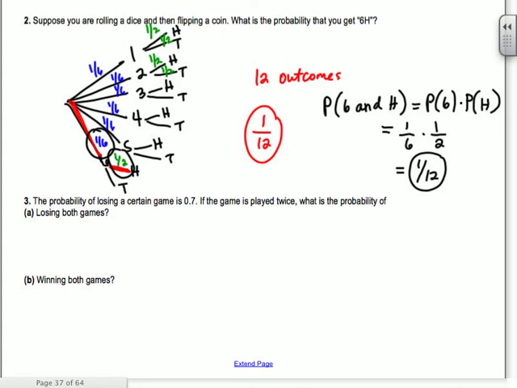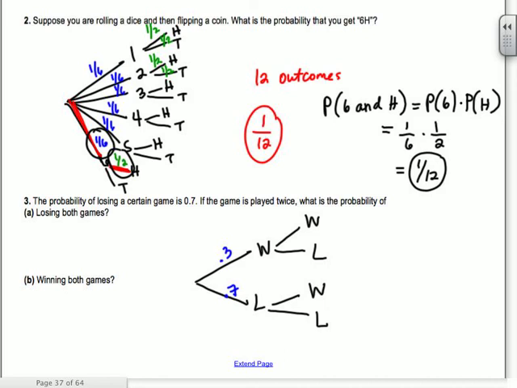Okay, the probability of losing a certain game is 0.7. If the game's played twice, what's the probability of losing both games? So we're going to play this game twice. We're either going to win or we're going to lose. And then we're going to win or we're going to lose. So I'm going to put the probability of each branch on here. So the probability of winning is what? 0.3, because the probability of losing was 0.7. So if this is 0.7, this is 0.3. They add up to be 1. That's 100% of the outcomes.